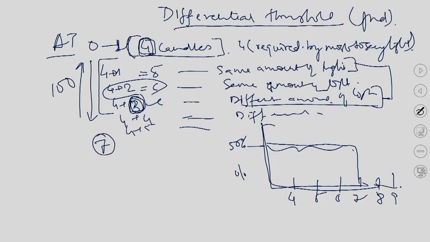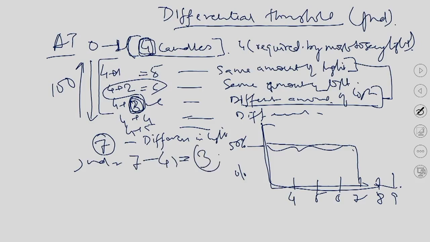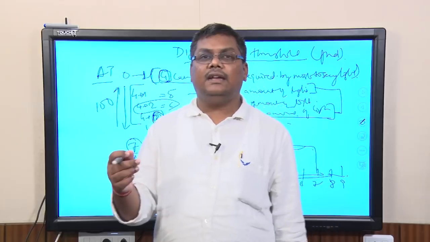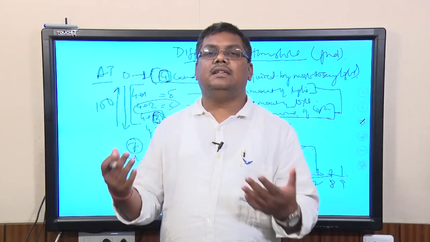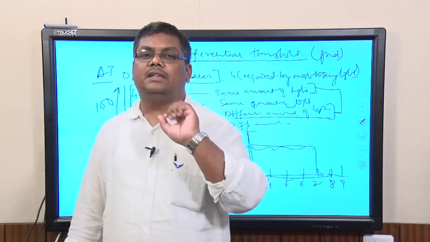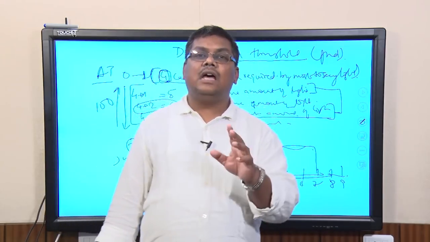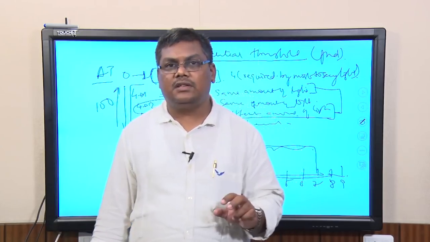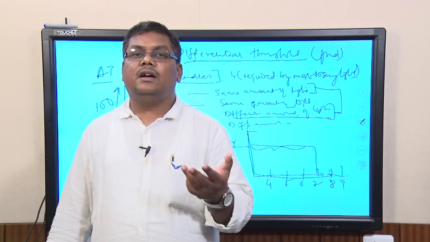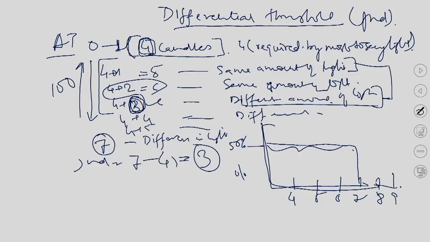So, if 7 candles is what is required for a person to say that he sees differences in light, then what is the JND? The just noticeable difference is 7 candles minus 4, since 4 was the initial thing, and so 3 candles is what is required. So, an addition of 3 candles each time will produce a change in light intensity. So, 4 candles is what the person requires to start saying that he sees light, and if you add 3 candles onto it, he says now I see a difference, and that is what is called the differential threshold, and that is what is required in terms of measuring the accuracy or sensitivity of the system.